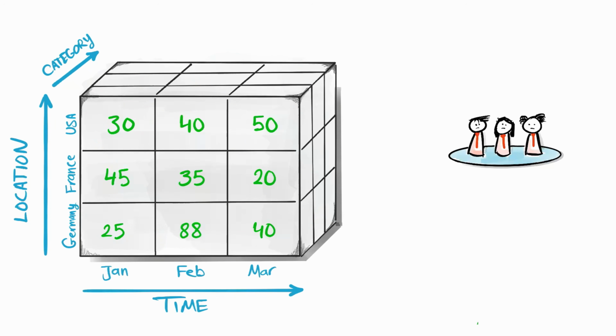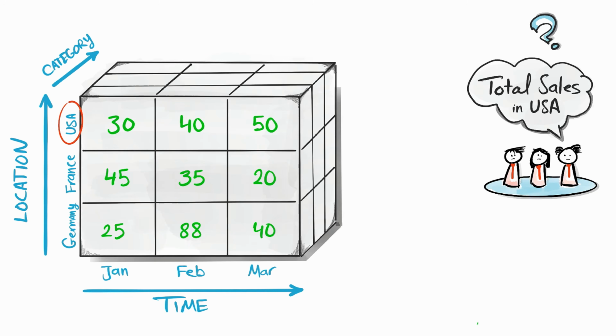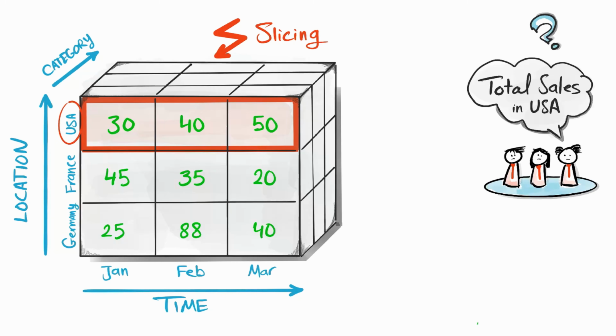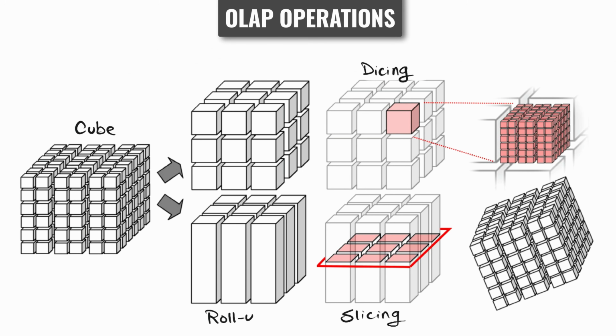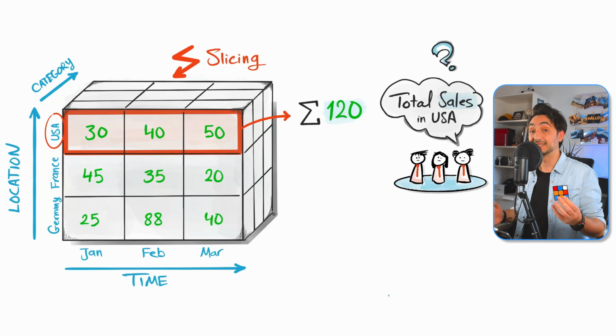For example, find the total sales in USA. So what's gonna happen? We can select the dimension location and filter the dimension to have only the member USA. This operation in the cube, we call it slicing the cube. And then we're gonna aggregate the measure, and we will get the total sales of 120. And if we have a cube, we can do multiple operations like slicing, dicing, roll up, drill down, and pivot. So if you have such a cube, we can do data analysis and find fast answers to the business questions.